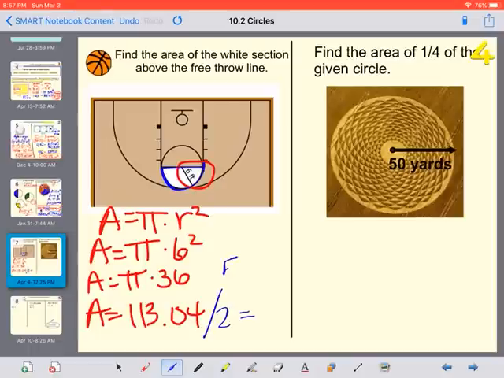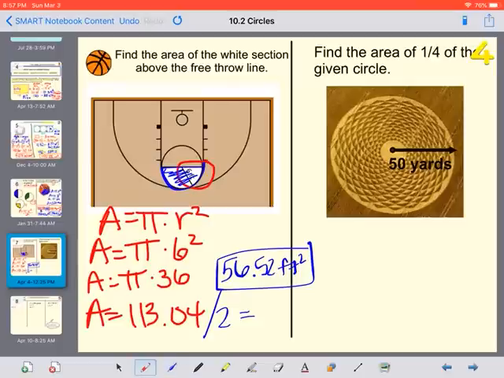Our answer is 56.52 feet squared. So if I was going to paint just this half of that circle, that's how much paint I would need, 56.52 feet squared of paint.